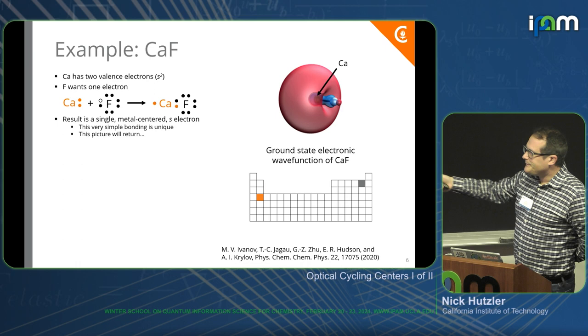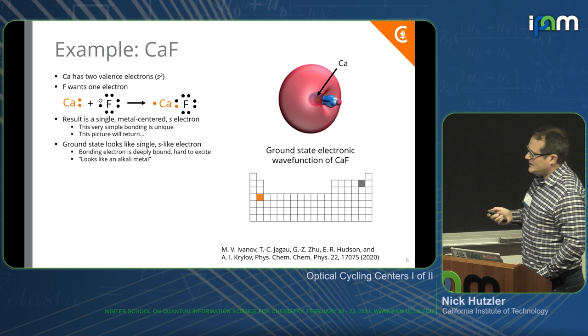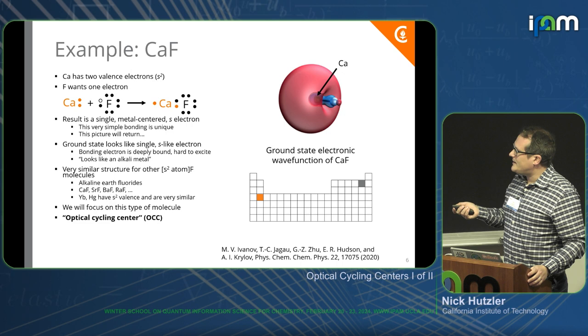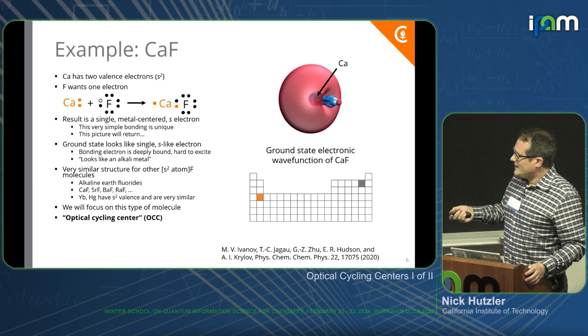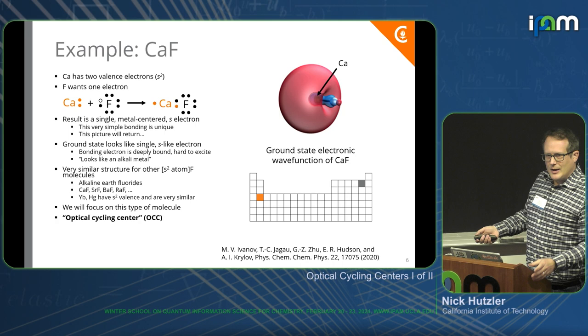And so thinking about this as a metal-centered electron is a fairly valid picture for these types of molecules. So the ground state, in some sense, looks like a single S-like electron stuck on this calcium, with some important caveats that I'll discuss. And this structure is very similar for chemically similar species with chemically similar metals. So alkaline earths, calcium, strontium, barium, radium, also look like this. Ytterbium and mercury also look like this, because they have a similar valence structure to the alkaline earths. And I'll talk about this type of molecule.